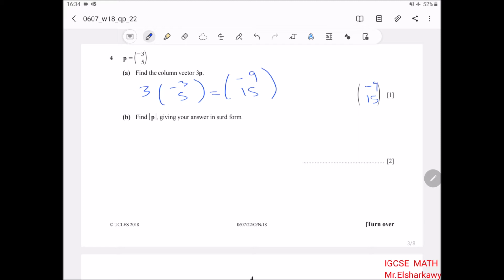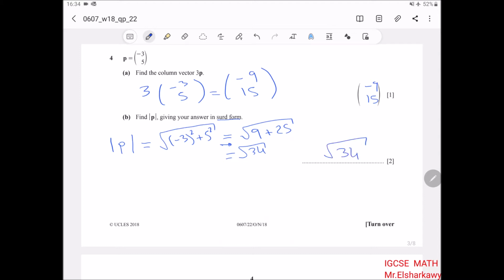Part B, find the magnitude, or the modulus, of p, giving your answer in surd form. So the magnitude of p is equal to the square root of the sum of the squares of the terms of p. So minus 3 squared plus 5 squared is equal to the square root of 9 plus 25, equal to the square root of 34. Surd form means that there has to be a root, so a square root or a cube root, just a root. This is called surd form. So the answer here is just square root 34.